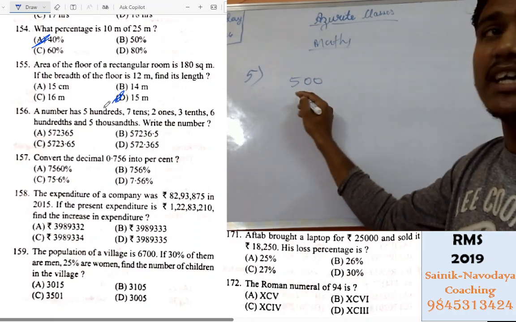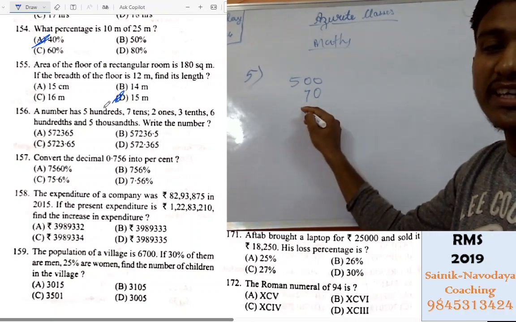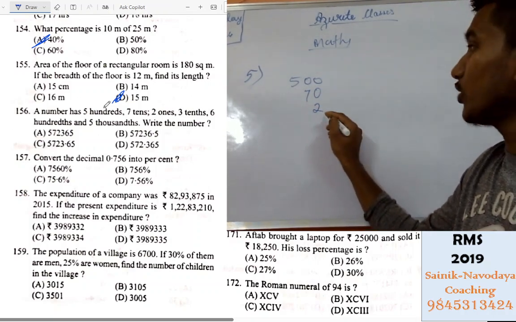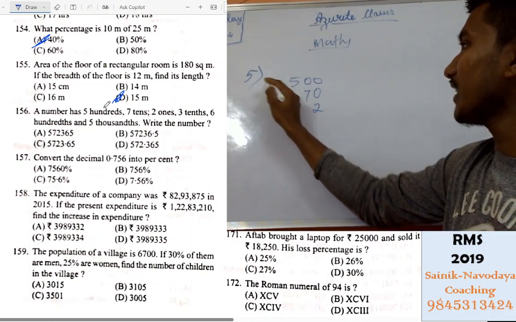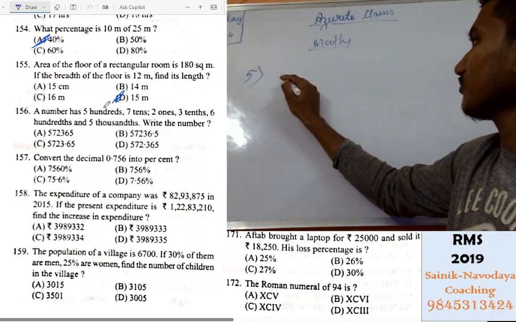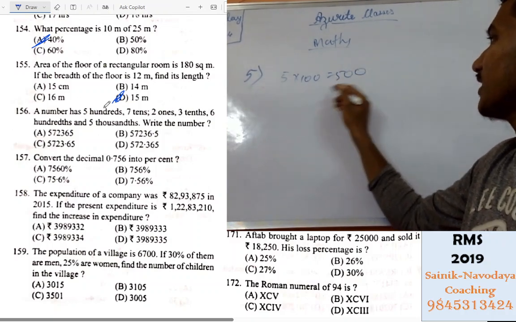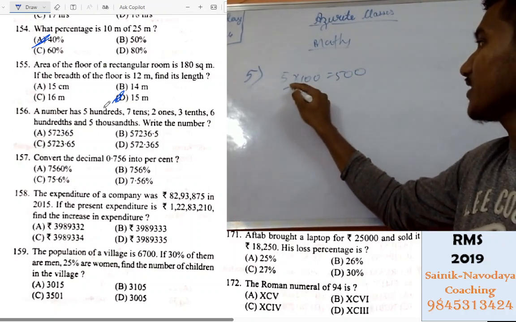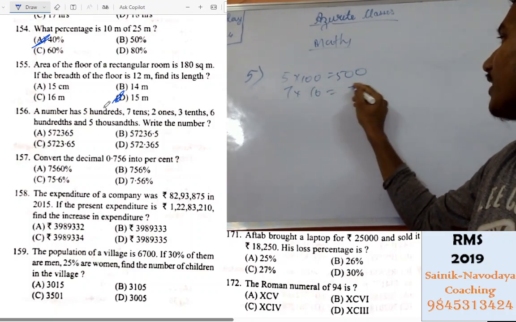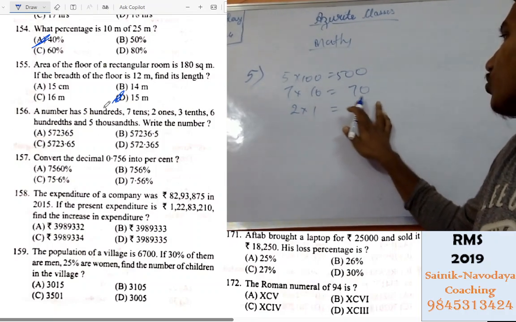Yes, I am writing directly. 7 tens means 7 into 10, 70. Next is 2 ones means 2 into 1. Otherwise, 5 hundreds is 5 into 100 is 500, and then 7 tens, 7 into 10 means 70, and then 2 ones means 2 into 1, that is 2.